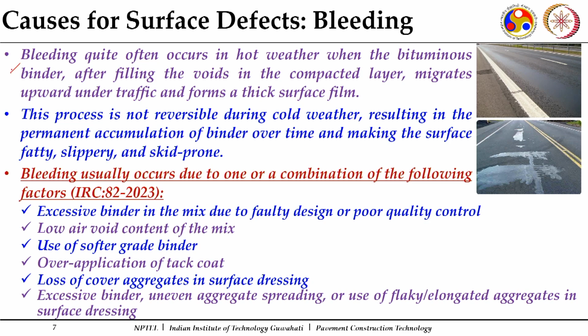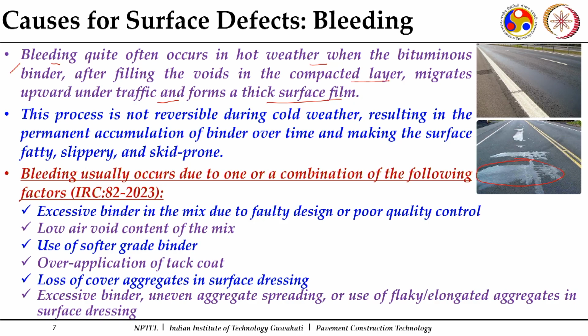So, coming to the surface defects, one of the common ones which we discussed was bleeding, which usually occurs under hot weather conditions when the bituminous binder, after filling whatever voids are there in the bituminous mat, comes over the top of the compacted layer, migrates upward under traffic and forms a surface film. You can see this is a sign of the bleeding.